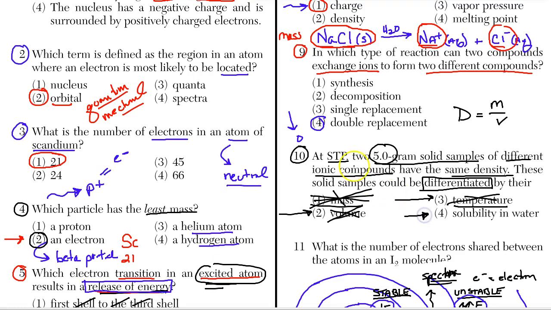And different ionic compounds will definitely have different abilities to dissolve in water. In fact, we have a table, table G, that shows that. So 10 is 4, but let's go to table G for a second so you recognize that they're really going after that kind of understanding.